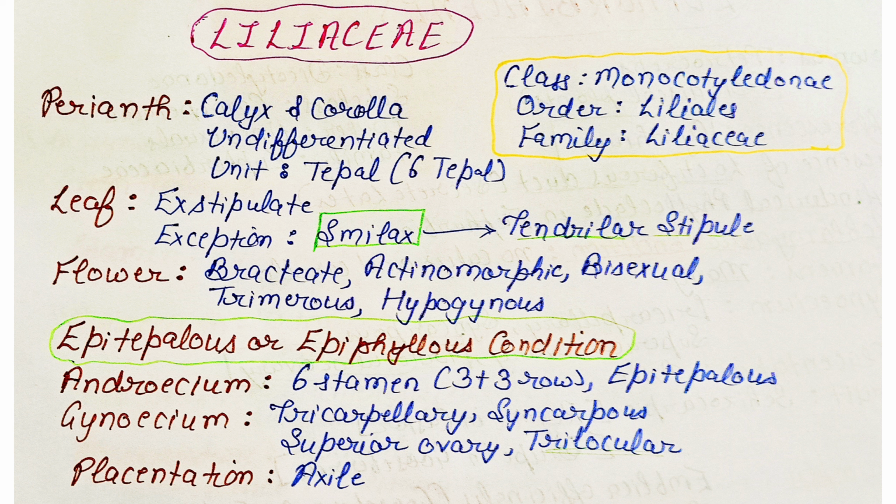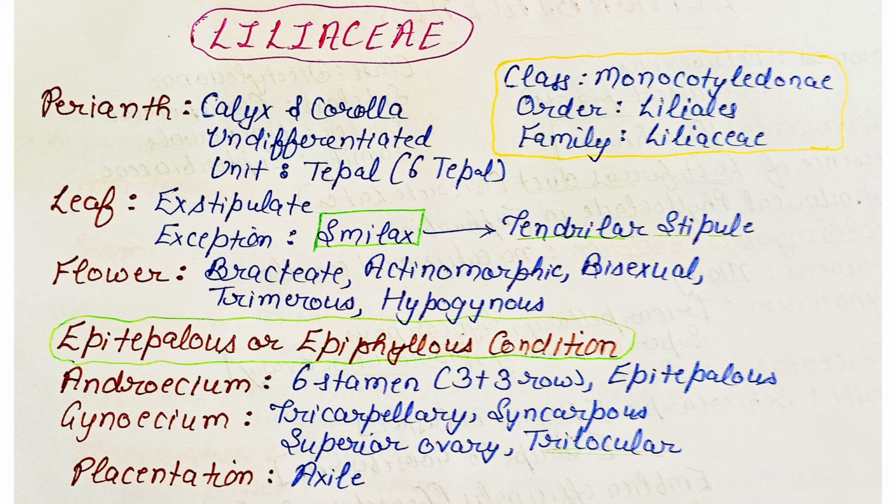Liliaceae is a monocot family. It belongs to the order Liliales and family Liliaceae. The most important feature is that the calyx and corolla is undifferentiated and is known as perianth. The unit of perianth is known as tepal. There are 6 tepals in Liliaceae.